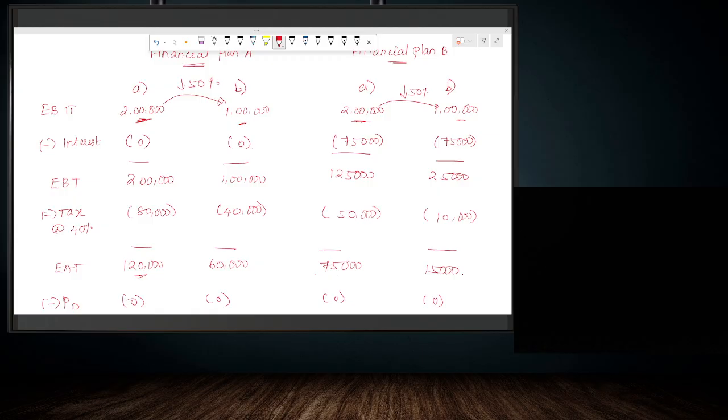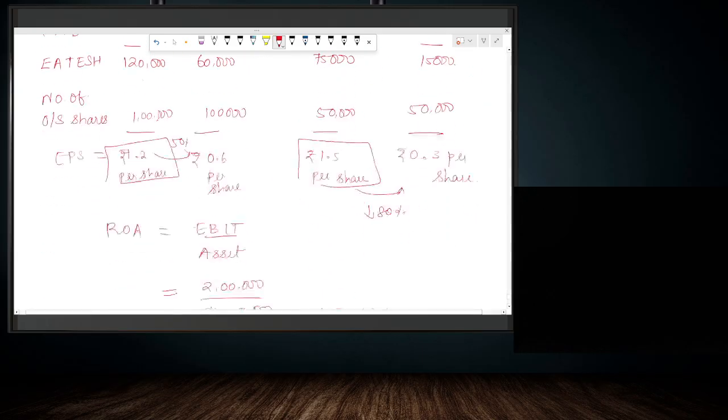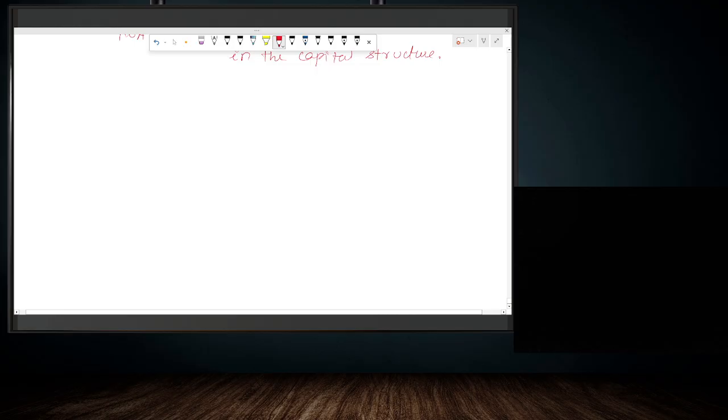Listen. What is the EBIT that we have generated? 2 lakh. After the payment of interest, what is the EBT we are left with? 1,25,000 rupees, right? Now, this is beyond the scope of this chapter. We will discuss it in greater detail in the next chapter. But let me tell you, you can easily understand it. When you divide this EBIT by EBT, you get something called DFL, right?